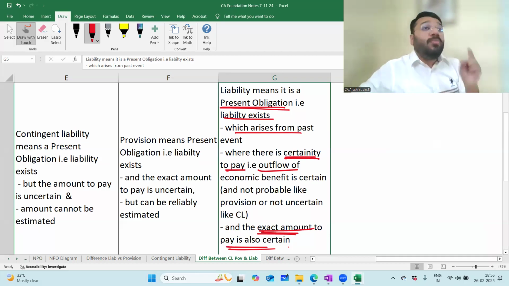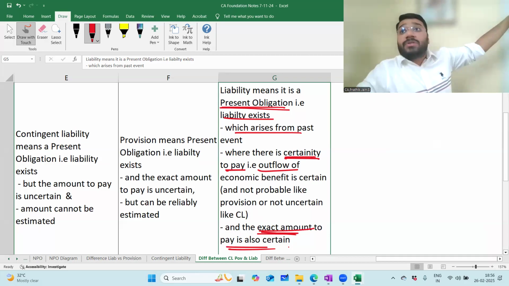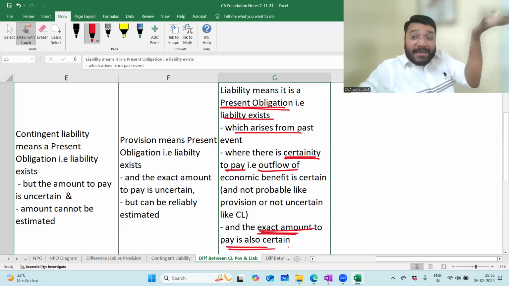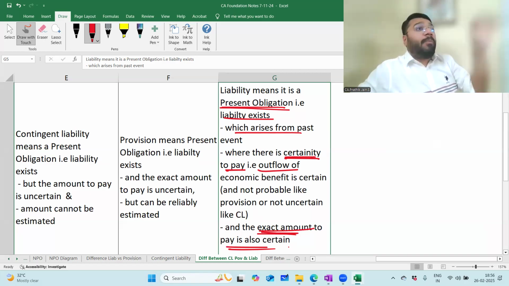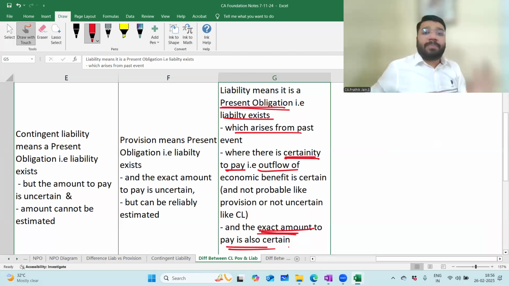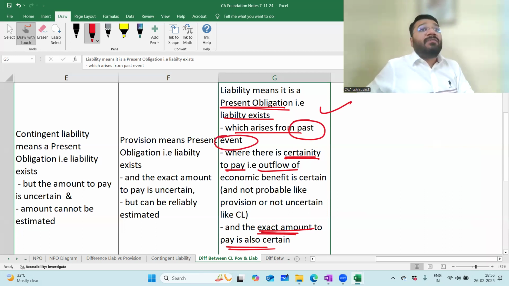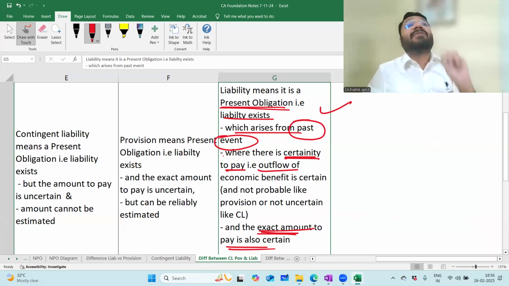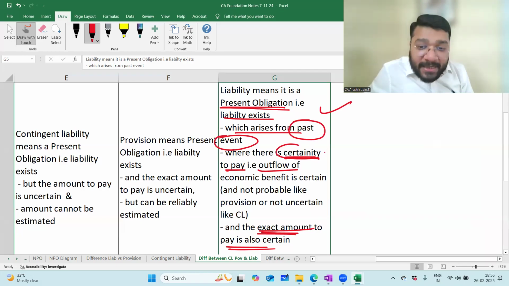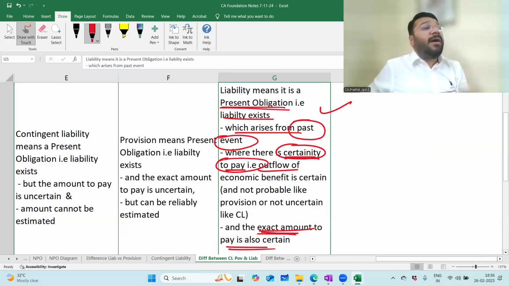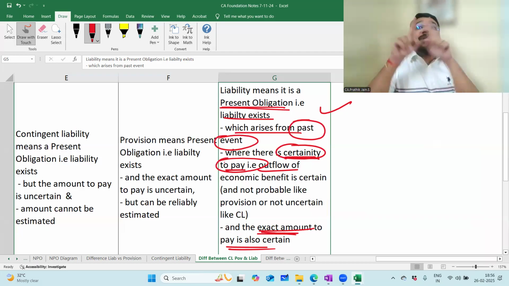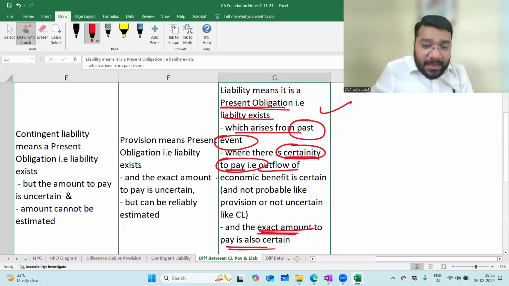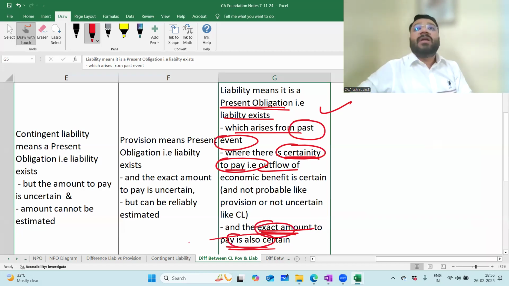Creditor case, what I said: the moment you buy the goods, you take the delivery, you take the ownership. The vendor says you have to pay the money. So the present obligation arises. The delivery is an event which triggers your present obligation. Second, you have committed to him that you'll make the payment after 3 months. So there is a certainty in the outflow of the money. And third, the amount you're going to pay to the creditor is mentioned very clearly in the bill. So the exact amount to pay is also known to me. If all these three conditions are satisfied, I call this a liability.